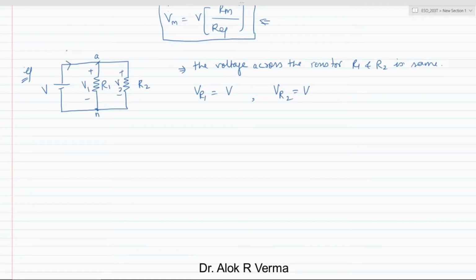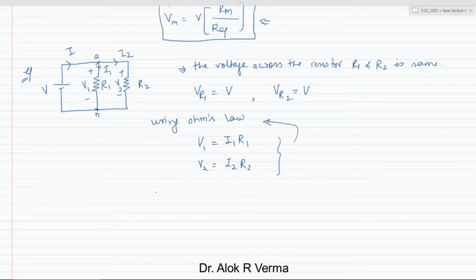And the current which is coming here is I. Out of that, I1 is going here and I2 is going here. Now using Ohm's law, we can say that V1, the voltage across R1, is nothing but I1 times R1. Similarly, V2 is nothing but I2 into R2. This is nothing but Ohm's law.